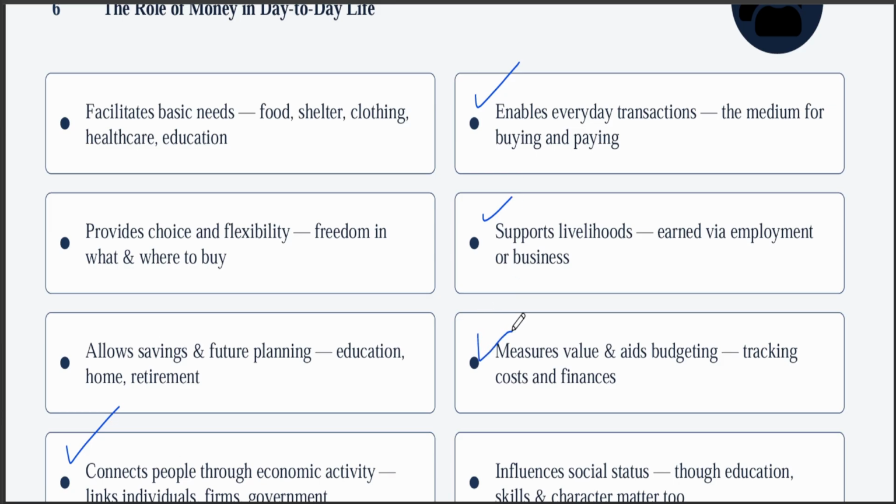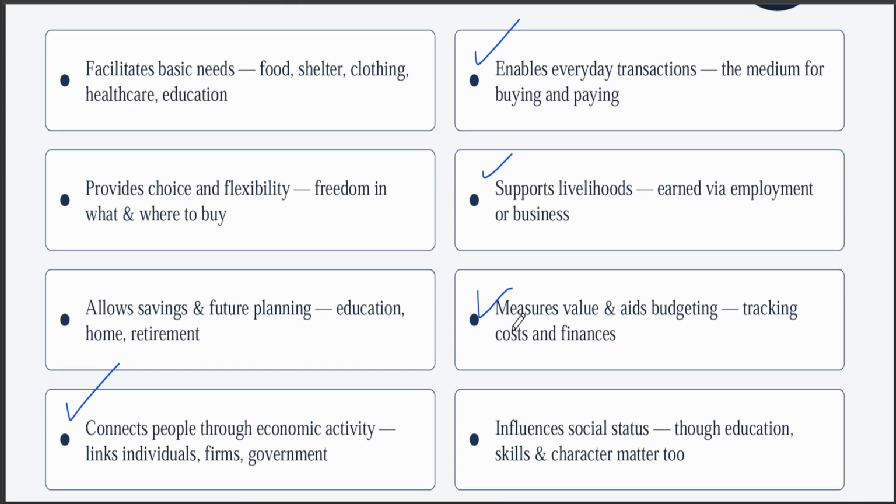Kama ukona pesa, at least utajua vile kubudget. The more money you have, the more budgeting you can create. Ukiwa na 200,000, obviously wajua hii nitaikelea kwa hapa, hii nitaikelea kwa hapa. Ukiwa na 10,000, budgeting yako itakuwa strain, even though you'll budget, but itakuwa very strainful. So it ensures that there is tracking of costs and finances.